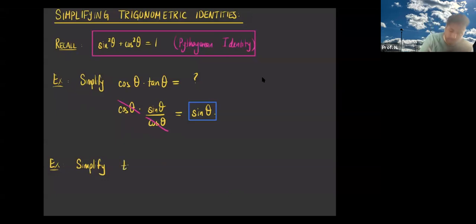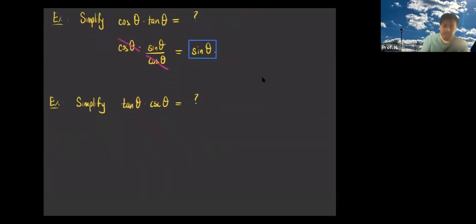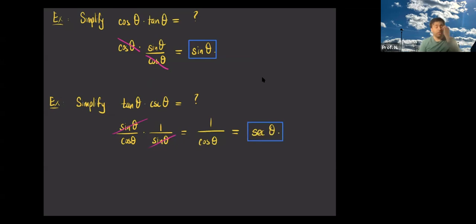Simplify the following. What does tangent of theta times cosecant of theta simplify to, if anything? Well, what is tangent theta? Tangent theta is sine theta over cosine theta. What's cosecant? Cosecant is 1 over sine theta. Look what happens. Sine cancels. I'm left with 1 over cosine theta. But what is 1 over cosine theta? It's also represented as secant theta. So secant theta is the expression which tangent theta cosecant theta simplifies to.